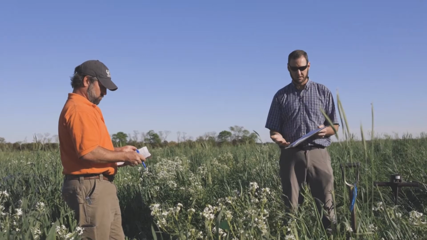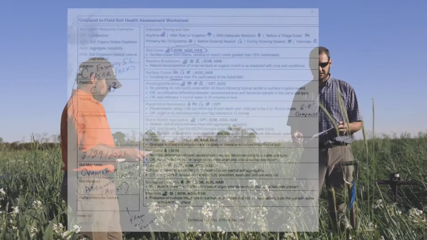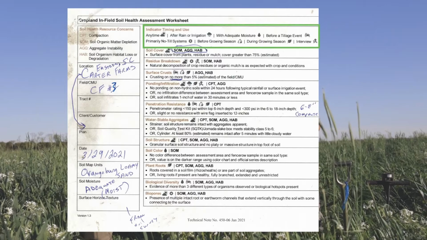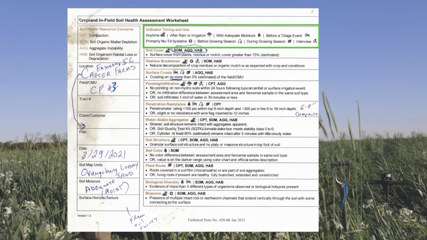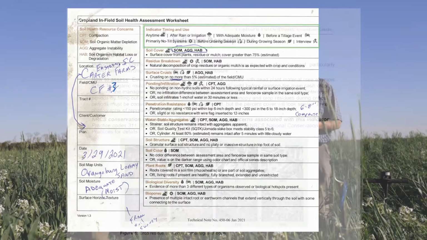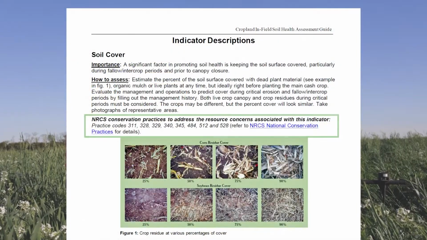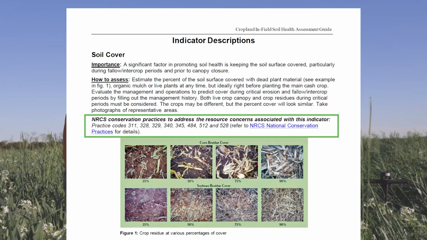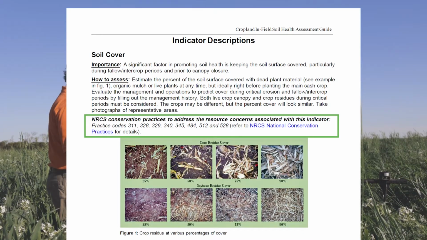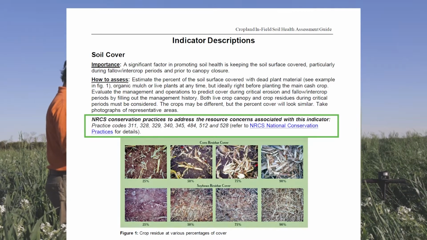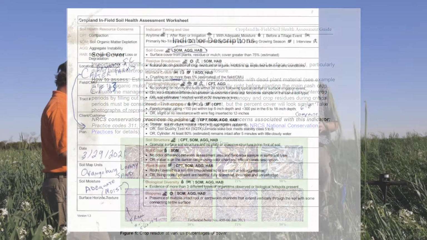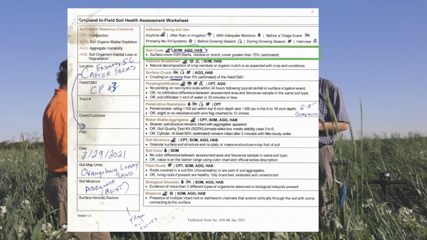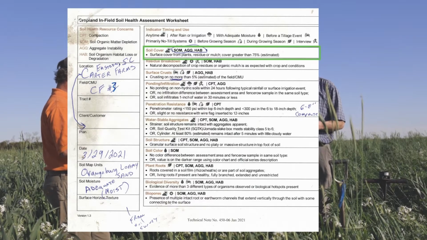The first one is soil cover. For timing and use, it shows any time. The potential resource concerns we may be looking for are soil organic matter depletion, aggregate instability, and soil organism habitat loss or degradation. So in looking at soil cover, we've identified the timing and the resource concerns. We only need to look at the criteria to answer that yes or no question.